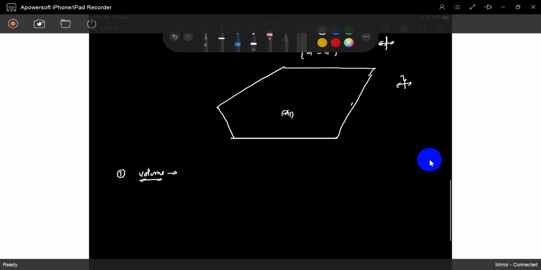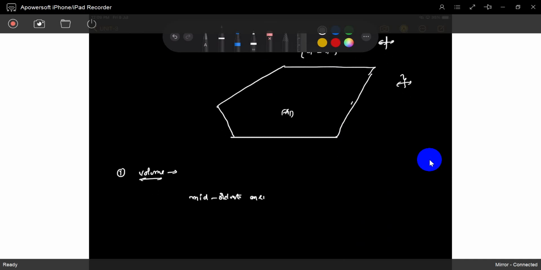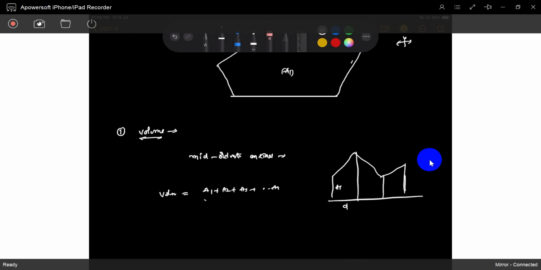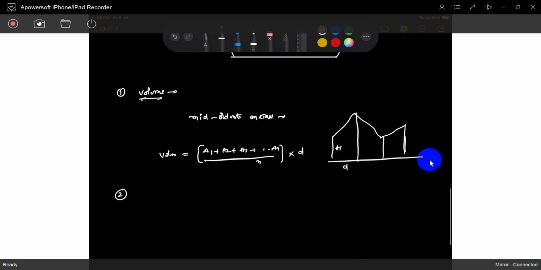The mid-ordinate method, we already discussed it. What is the mid-ordinate method? These are the areas. So volume is area 1, area 2, and so on. How many n are there? Divide by n to get the mid area, multiply with the distance. Then you will get the volume. Otherwise, the trapezoidal formula, you know it.